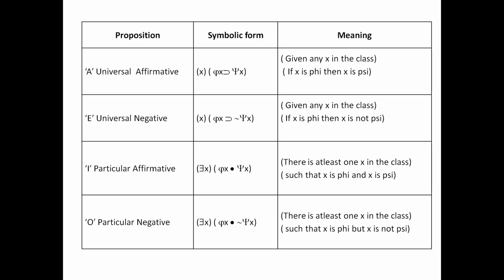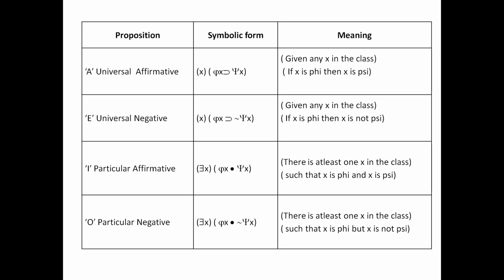Secondly, you have to remember that wherever there is a universal quantifier, the connective will be the horseshoe implication, which connects the two classes. If it is a negative proposition, then curl should be written before the second predicate constant. In the case of I and O, they are particular propositions, and obviously you have to use the existential quantifier for them, and the connective for the existential quantifier will always be the conjunction dot. And if it is a negative proposition, then always curl will be written before the second predicate constant.